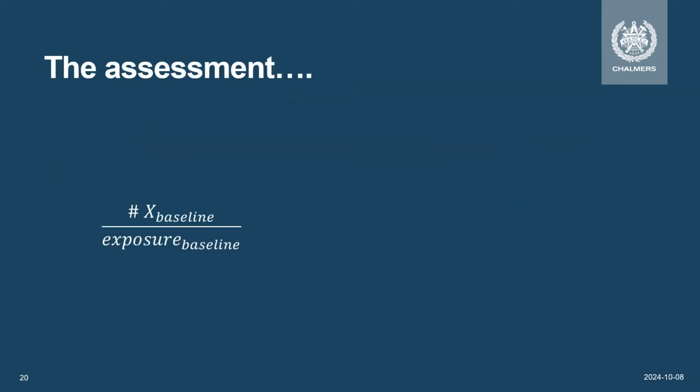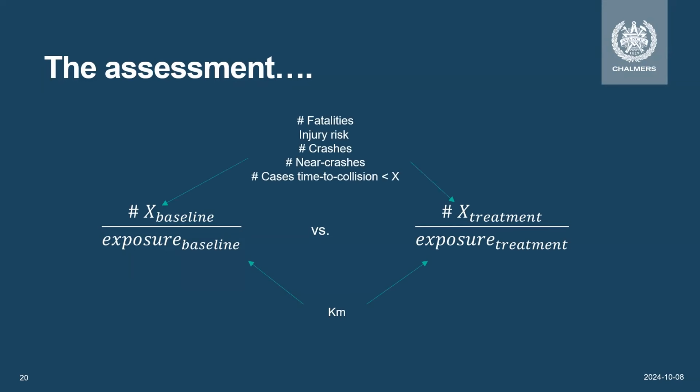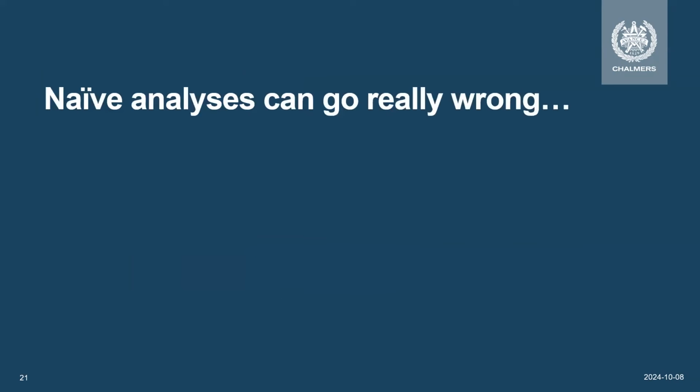And then you have to define what safety is. The assessments, you have baseline versus treatments, where on the bottom here you have some exposure. It could be kilometers driven, for example. At the top, you have whichever metric you want to assess. When you're doing this, it can go really wrong.